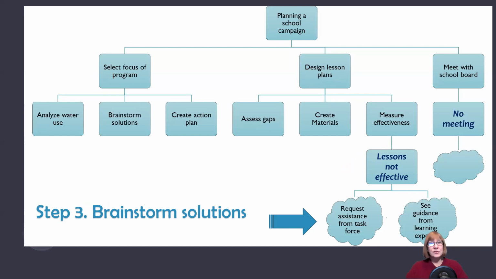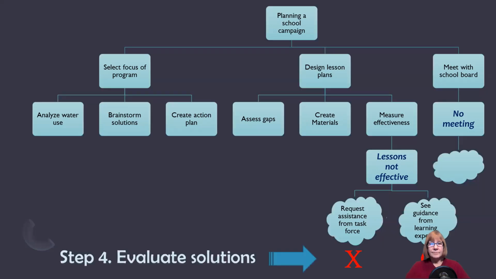Well, then you're going to brainstorm solutions. You can request assistance from that task force, or you can seek guidance from learning experts. So that shows you the little clouds there. Meeting with the school board, remember that was a critical path kind of an item there. If there's no meeting, then what do you do? And then the last thing is to evaluate those solutions.